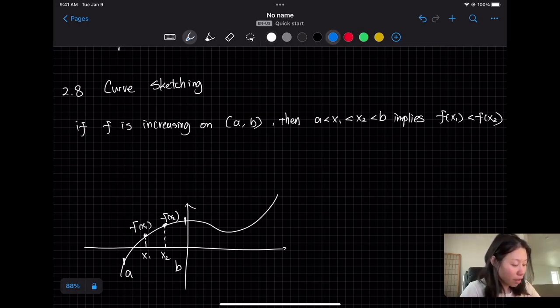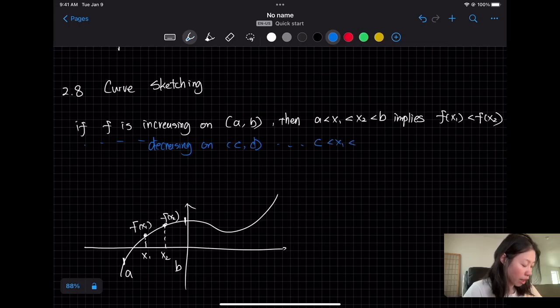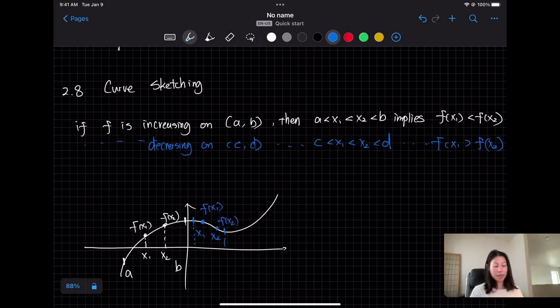Similarly, if the function is a decreasing function on two different intervals, let's say c and d, when c less than s1 less than s2 less than d, this implies f(s1) is bigger than f(s2). So look at these two intervals. This is our CD interval, and I found two points in here, s1, s2. s1 is less than s2. Sorry, I wrote these two wrong. But now if you look at f(x), f(s1) is greater than f(s2). Then we say this is decreasing.